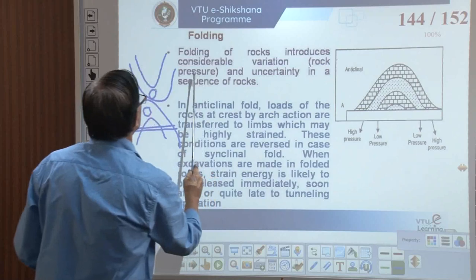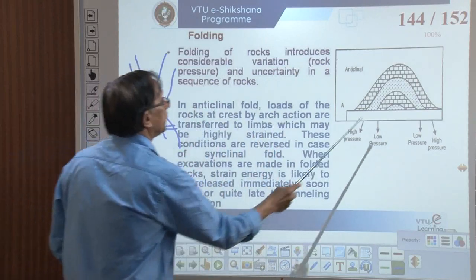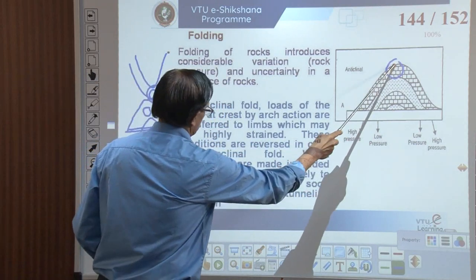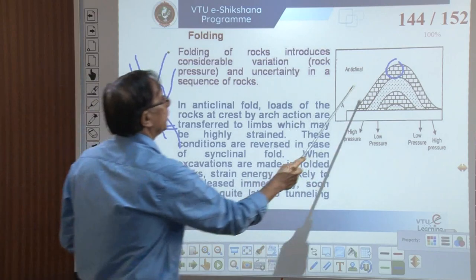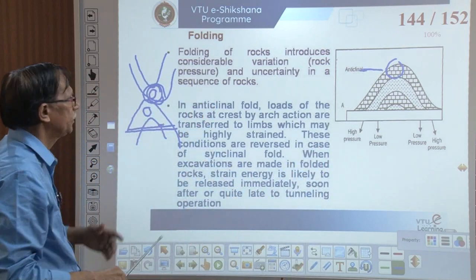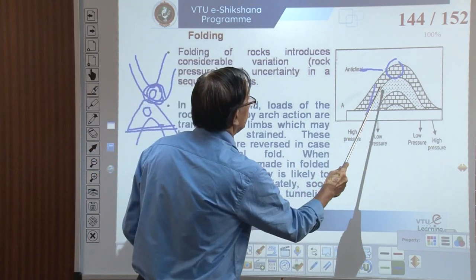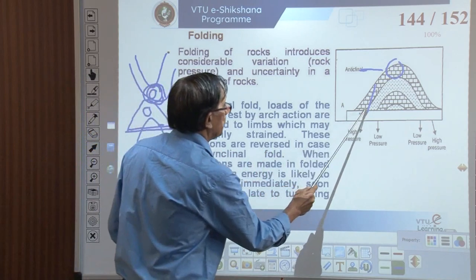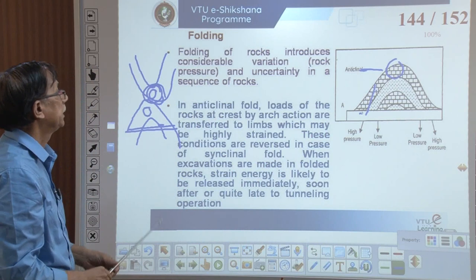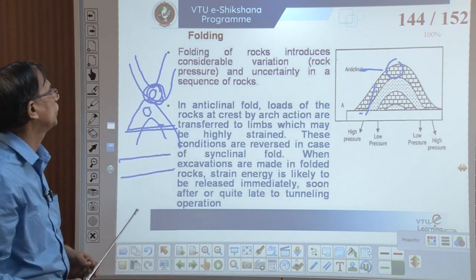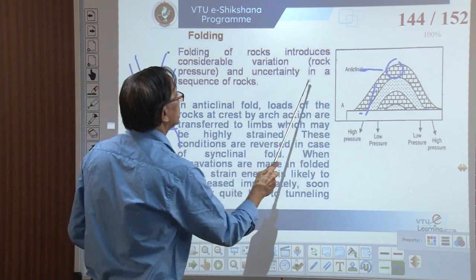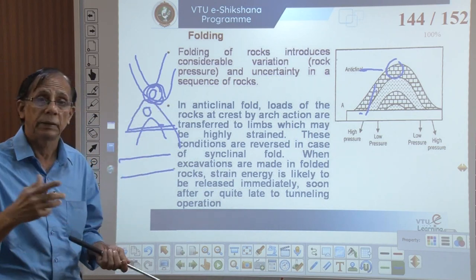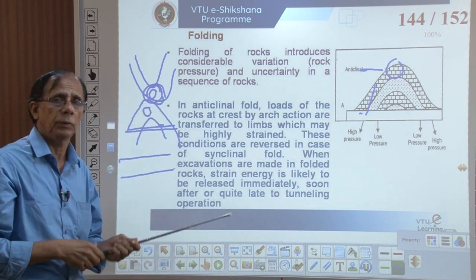Folding of rocks introduces considerable variation in rock pressure: high pressure here, low pressure here, tensional force, compressive force, etc. Here shear force may develop. Therefore, along the bedding plane, the pressure distribution is different from when beds were perfectly horizontal. Therefore, uncertainty exists when such rocks are there, and the tunnel project has to consider these carefully.